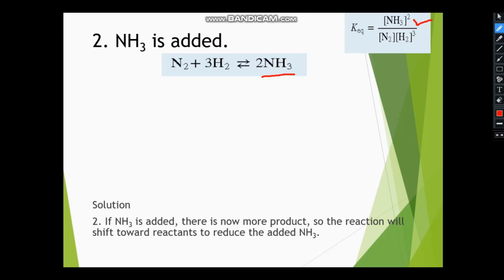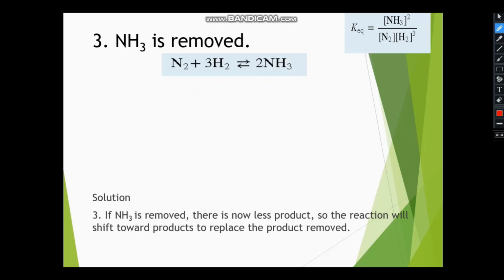So what are we simply saying? The reaction will shift towards the reactants. If the products are added, that is, if ammonia is added, there will be more products, so the reaction will shift towards the reactants to reduce the added ammonia. That's what will happen in this situation.